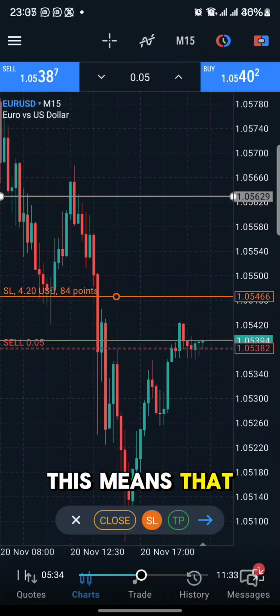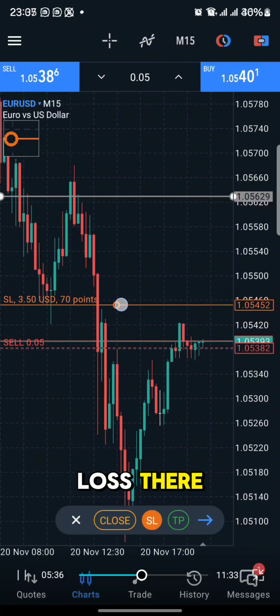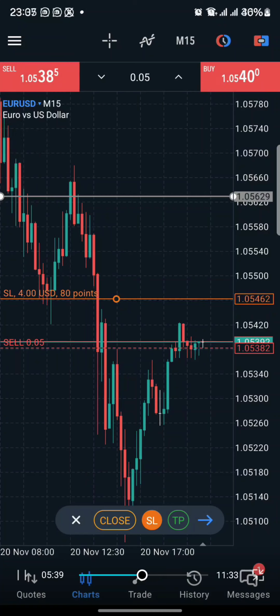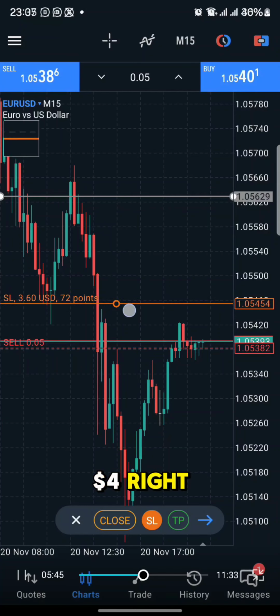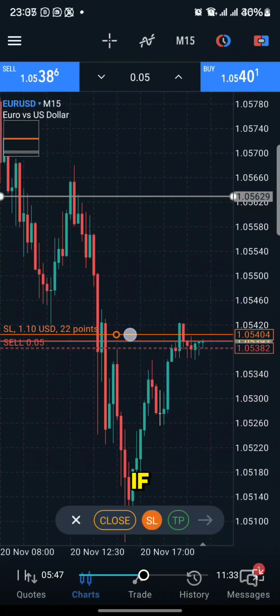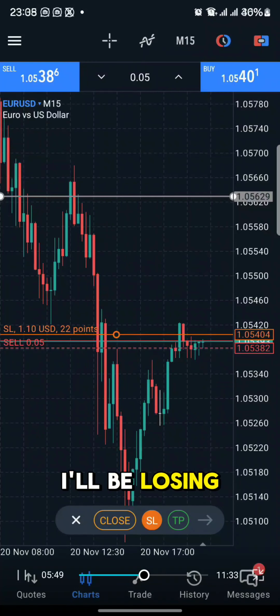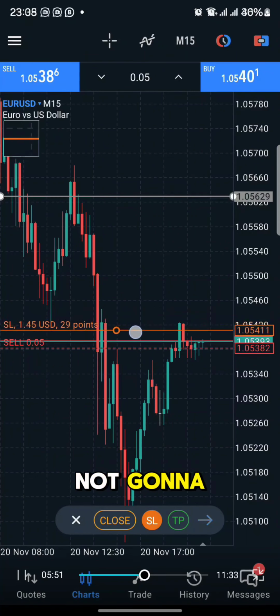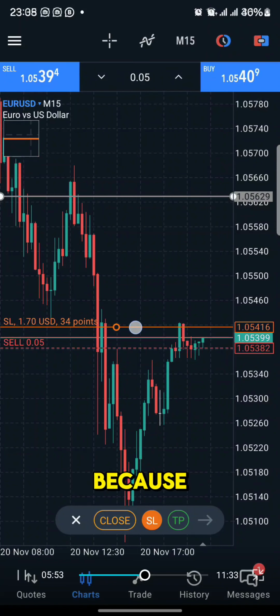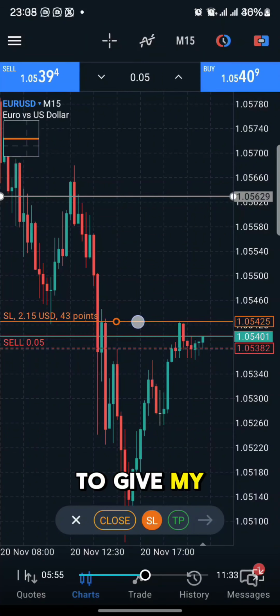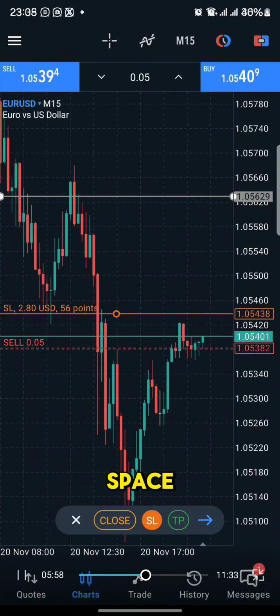And then this means that if I put my stop loss there, if the market goes up to there, I'll be losing $4. If I put it there, if the market goes up to there, I'll be losing $1. But I'm also not going to put my stop loss very close there, because I want to give my trade some space to breathe.